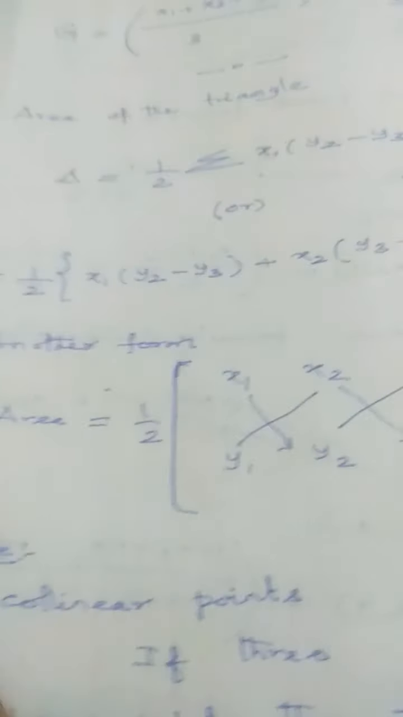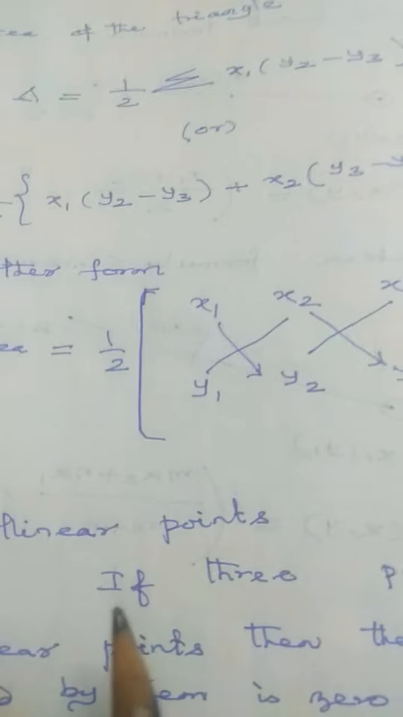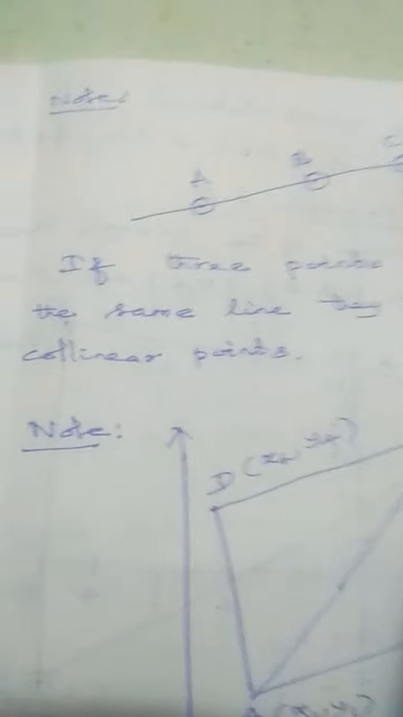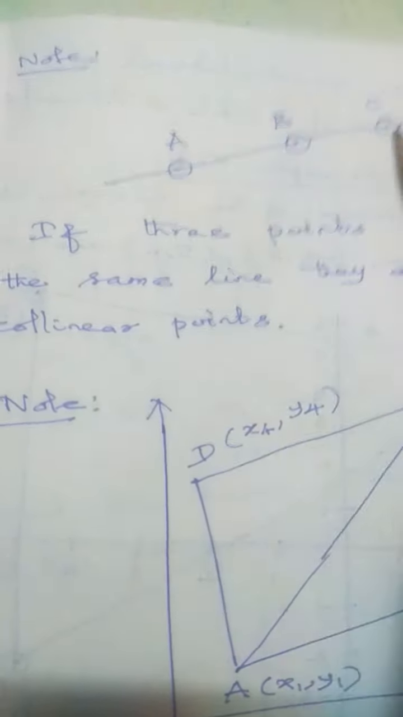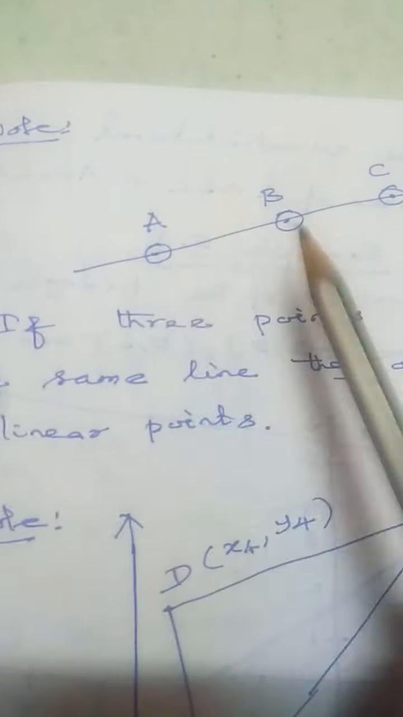And for collinear points, if 3 points are collinear, then the area of the triangle formed by them is 0. That is the condition for collinearity. You see here, this is A, B, C. These points are lying on the same line. Therefore, they are called collinear points.